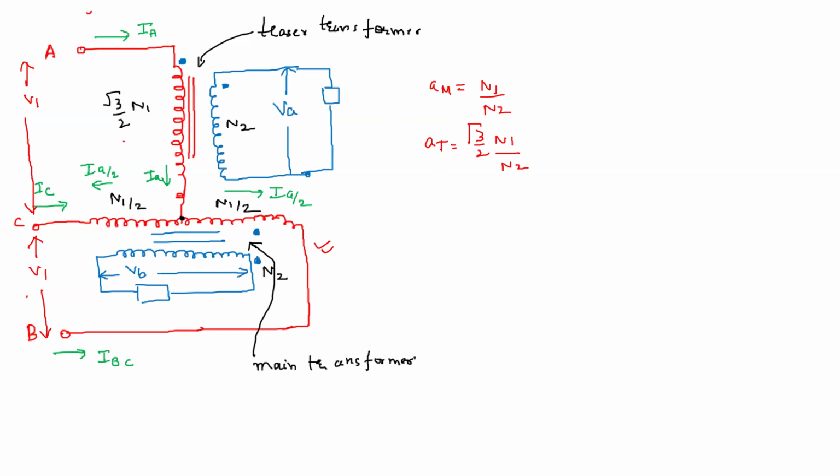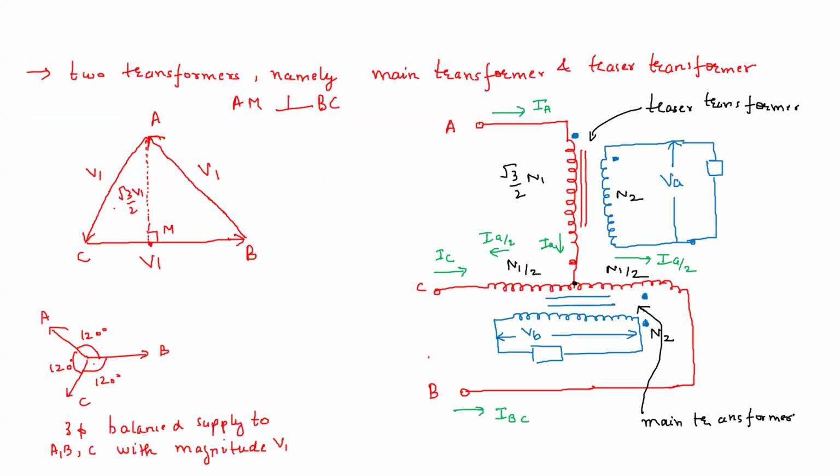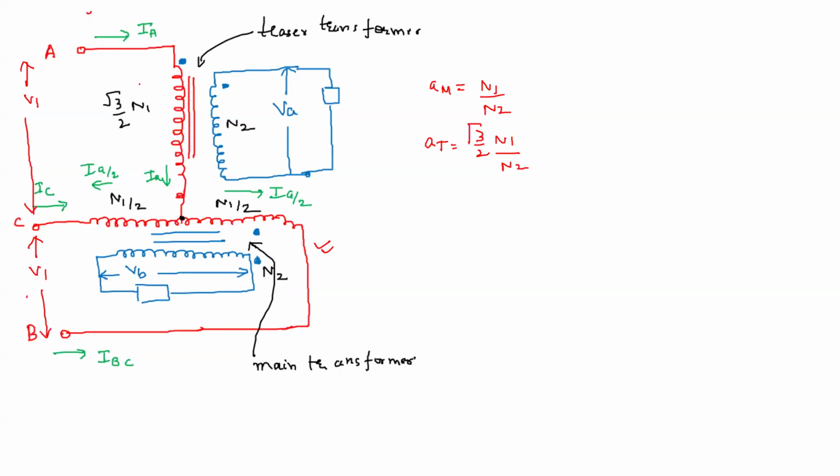So you see, across this main transformer we are supplying V1, which is clearly visible, right? Because C and B are the terminals of the main transformer. But if we supply V1 across these AC terminals, we know from this equilateral triangle that this perpendicular will have root 3 by 2 V1 across it. So across the primary winding of the teaser transformer, we will have root 3 by 2 V1.